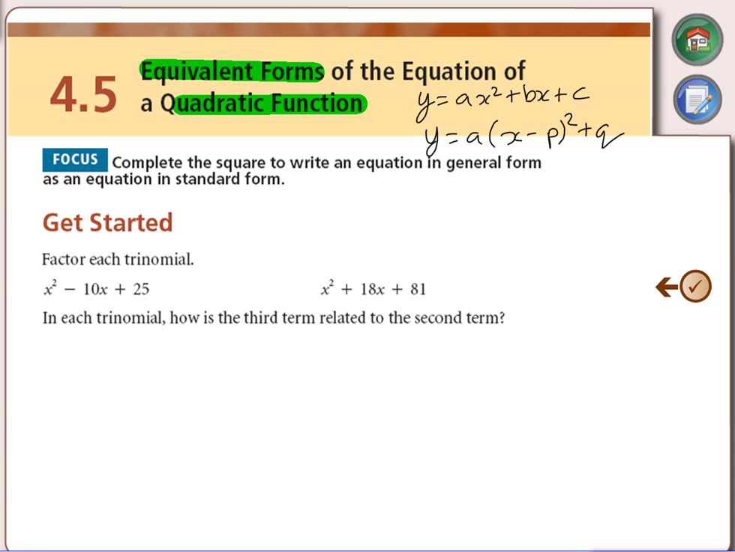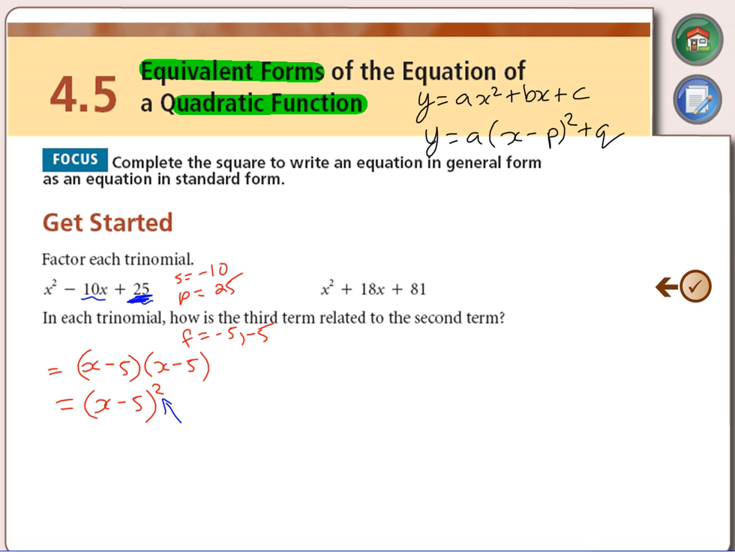Let's start by factoring each of these trinomials. All right, we've got our sum equals -10. Our product equals 25. The two numbers that are going to give us those are, look at that, -5 and -5. Oh, they're both the same. So we've got x minus 5 and x minus 5, which means x minus 5 squared. And now it says, how is the third term related to the second term? So we're reminding ourselves of how these perfect square trinomials are put together.